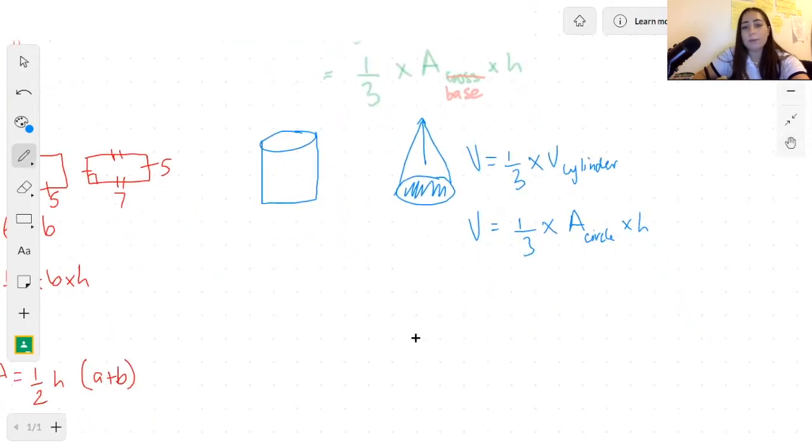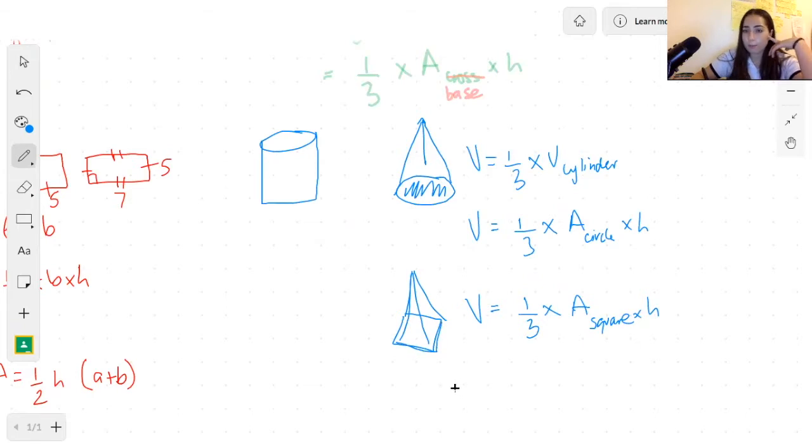Another example would be a square pyramid. This is really common. Let's draw a square there, and all the sides kind of join to a point. So the volume of this is 1/3 times the area of the base, which is a square, times the height of the object. And we know the area of the square would be this times this, whatever it is, and then we multiply by the height.